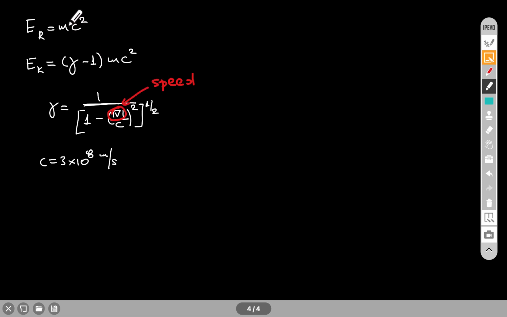Now, this is the rest energy, this is the kinetic energy. So essentially you have 1 times mc squared for the rest energy and gamma minus 1 mc squared. If you add these two, E rest plus E kinetic, since you add mc squared and you subtract mc squared, the sum of those two will just be the factor gamma times mc squared. This is just the sum of the kinetic and the rest energy.